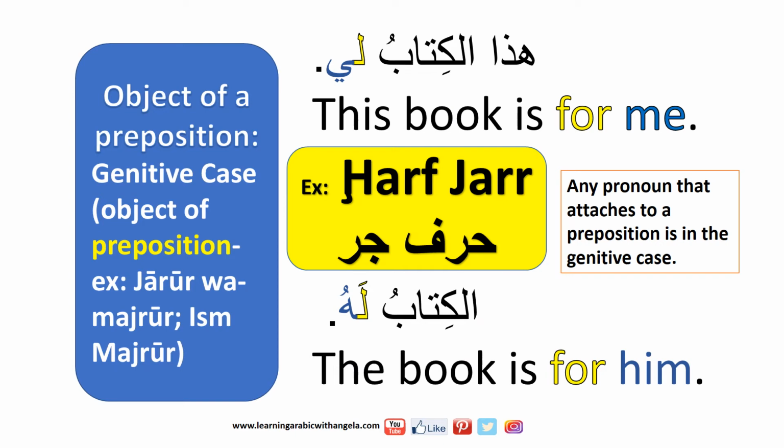And the ناهيك pronouns can also attach themselves to prepositions such as هذا الكتاب لي, this book is mine or for me. So over here we've got the lam, which is حرف الجر, and we've got the ya, which is الاسم المجرور. So we have a genitive construction which is formed by حرف الجر and الاسم المجرور. الكتاب له, the book is his or for him. The same thing. So in both cases the pronoun attached itself to a preposition and formed a genitive construction.